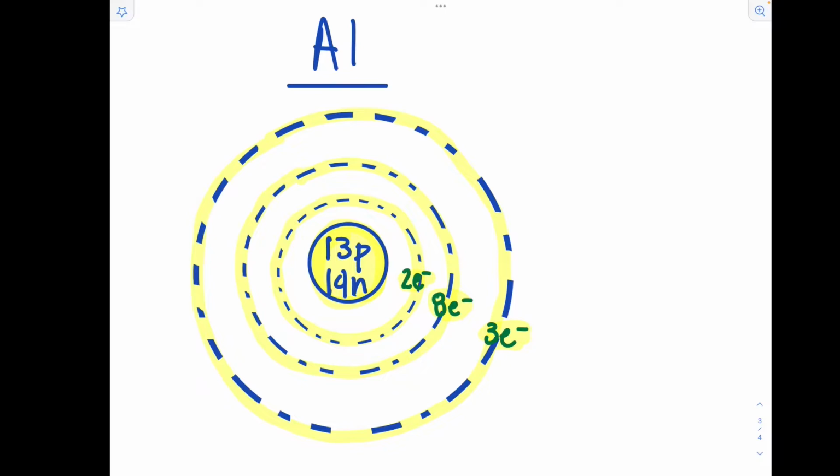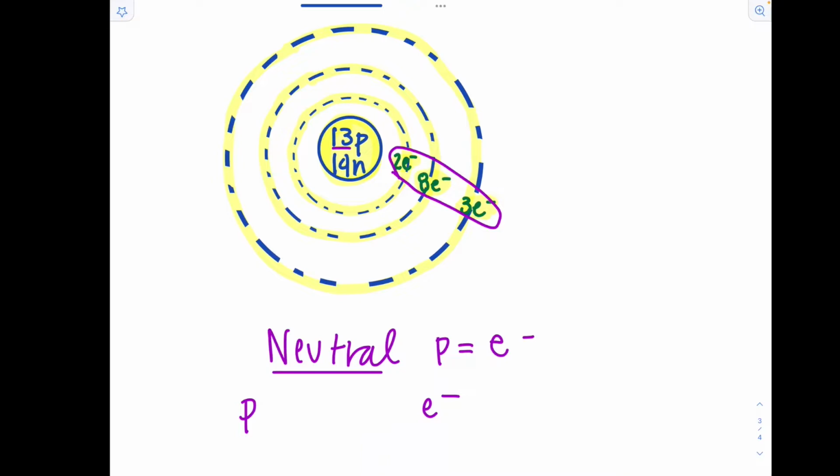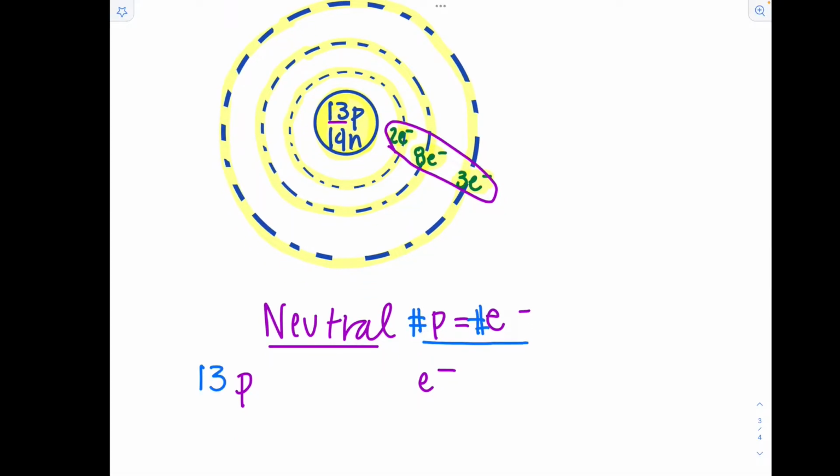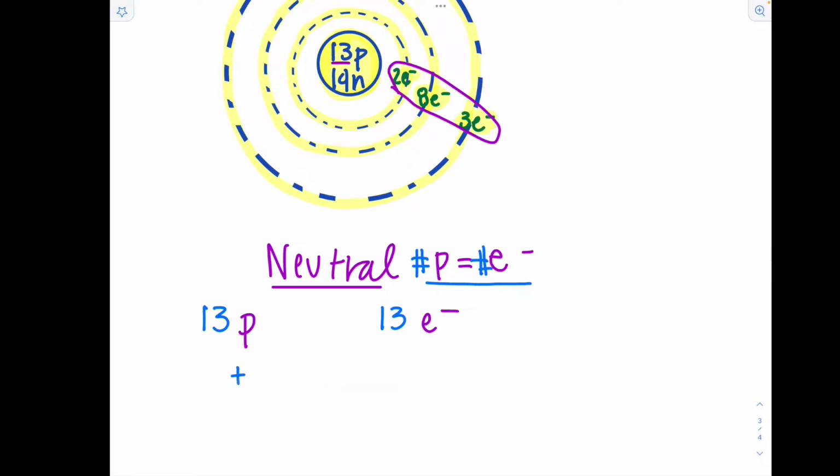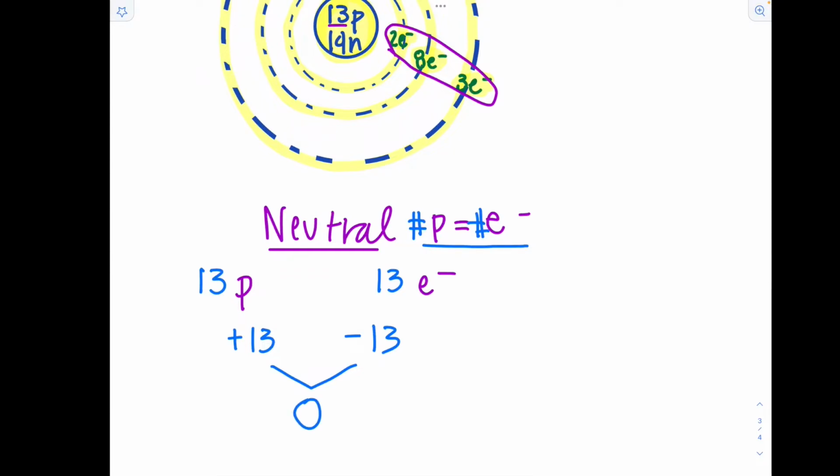And we know that it is neutral because the number of protons, 13, equals the total number of electrons, which is also 13. In neutral atoms, the number of protons equals the number of electrons. In our aluminum atom here, we have 13 protons and 13 electrons. Together, that would be 13 positive charges and 13 negative charges. And if we add those charges together, we get a total charge of 0. That's how we know it's neutral, no charge.